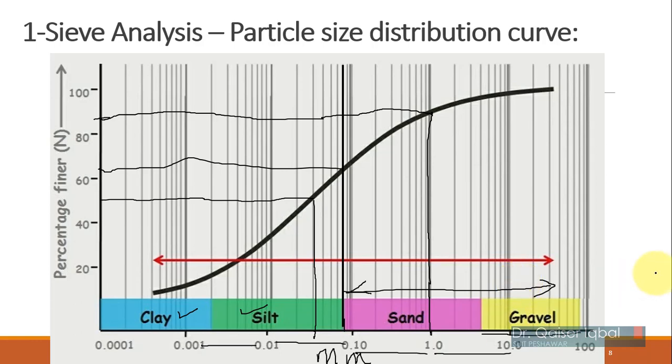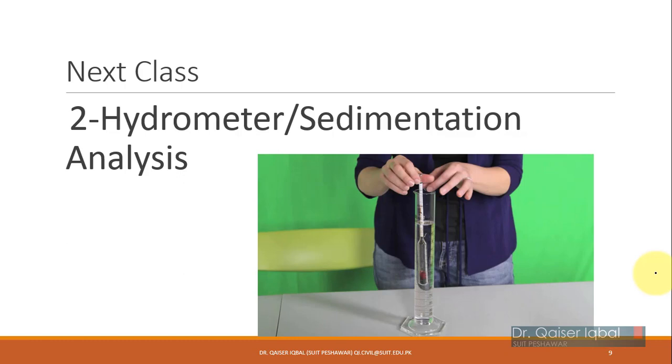So this information will be used later on for classification of soil, which is our purpose for studying this. We will also study another topic for that, which is Atterberg limits, or plasticity, liquid limit, and shrinkage limit as well, and we'll be using this information later on to classify the soils into various groups. So in the next lecture we will discuss the hydrometer or sedimentation analysis.